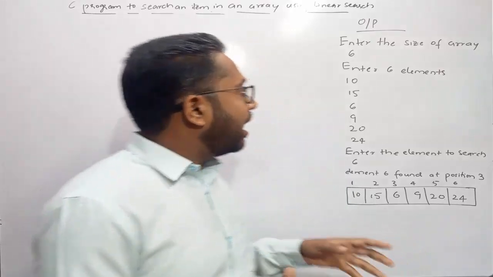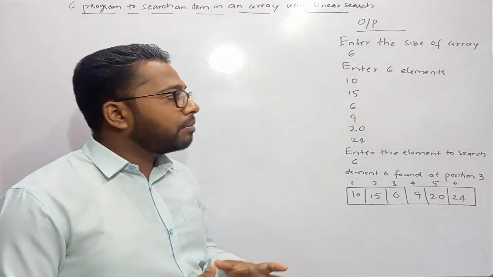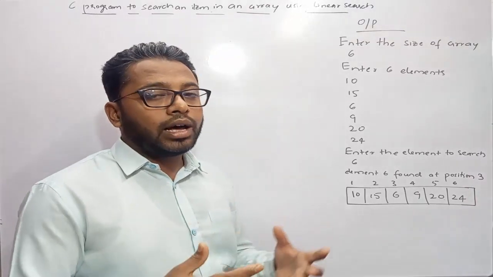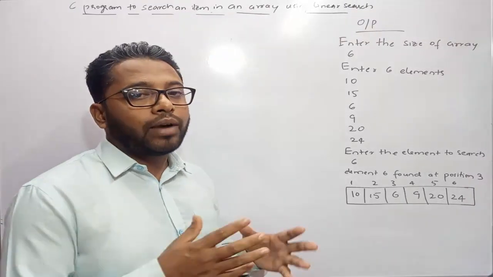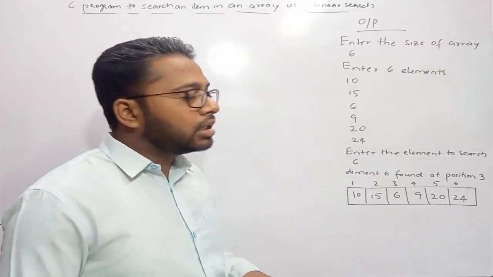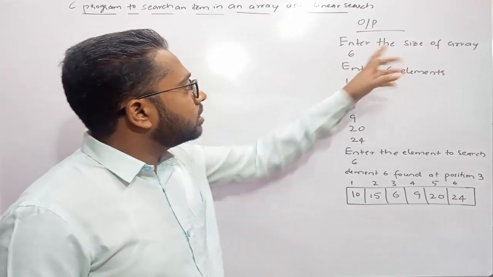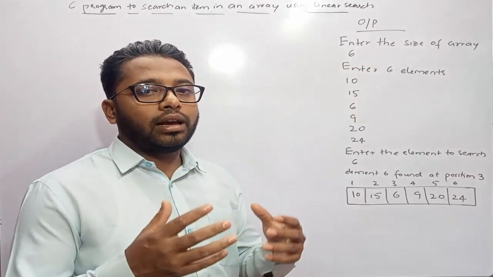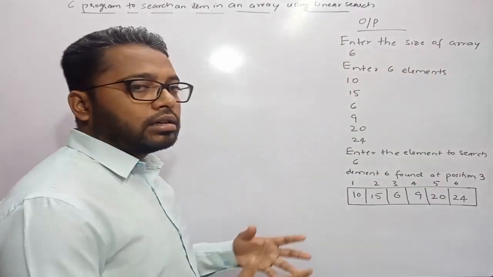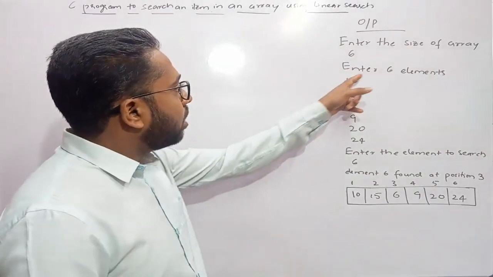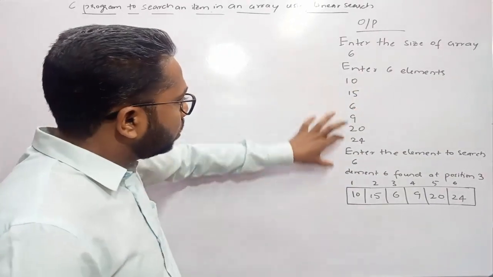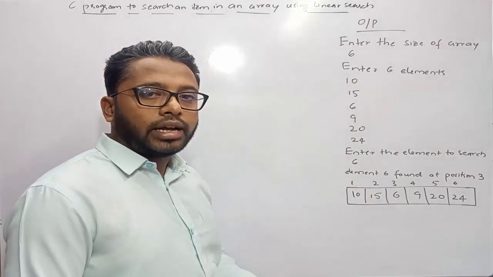So here I have written down the output of this program. Let us try to understand what variables we require to write this program to find an item using the linear search. When the program gets executed, it will ask the user to enter the size of the array. That means how many items I want to store in the array. Then the user will enter, let us say, 6. Then it will ask the user to enter the 6 items or elements. Then one by one the user will enter 6 items.